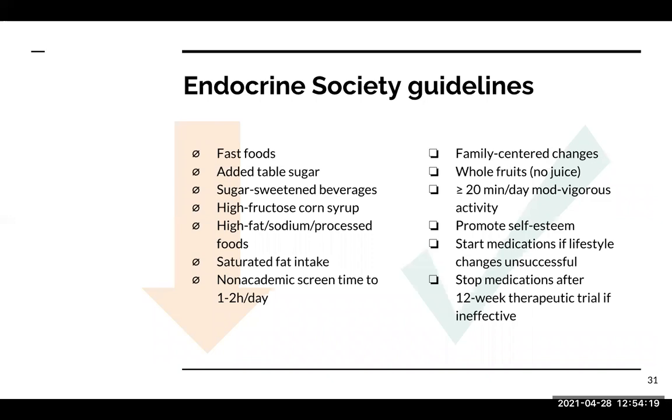So decreasing fast foods, avoiding added table sugar and sugar-sweetened beverages, limiting non-academic screen time, and then making sure that you're focusing on family interventions. It's not just the kiddo who has a high BMI who gets special treatment or special regulations. The whole family should be in on it. Getting at least 20 minutes a day of moderate to vigorous activity, and they specifically call out promoting self-esteem, to make sure that kids are not feeling bad about their weight. And then starting medications if lifestyle changes are unsuccessful, and stopping medications after 12-week trials if they're ineffective.